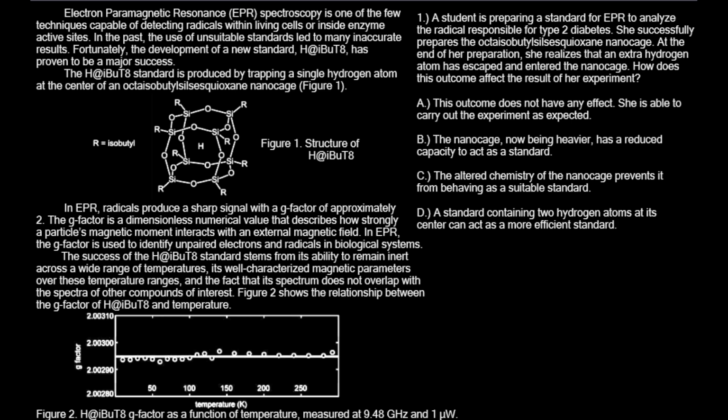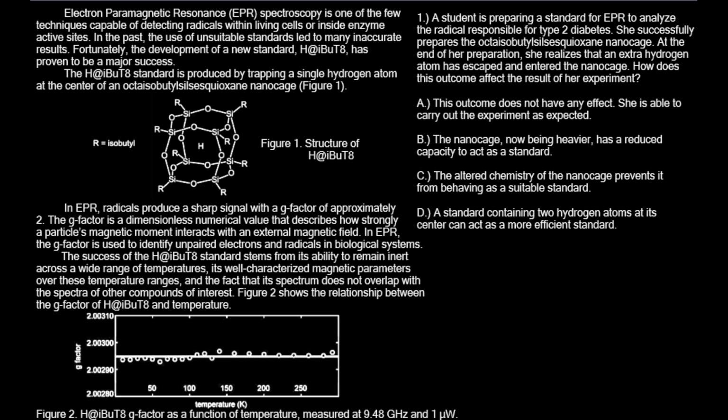Electron paramagnetic resonance, EPR, spectroscopy is one of the few techniques capable of detecting radicals within living cells or inside enzyme active sites. In the past, the use of unsuitable standards led to many inaccurate results. Fortunately, the development of a new standard, H@iBut8, has proven to be a major success.